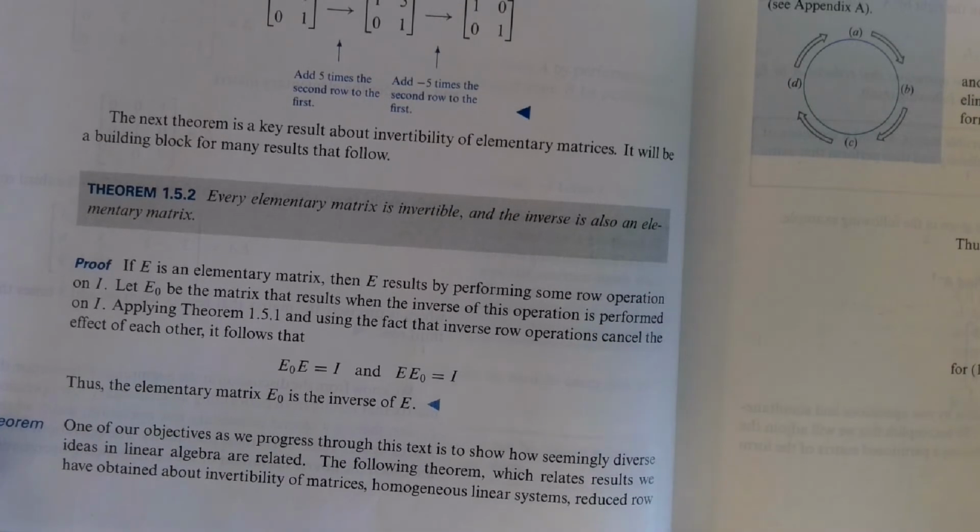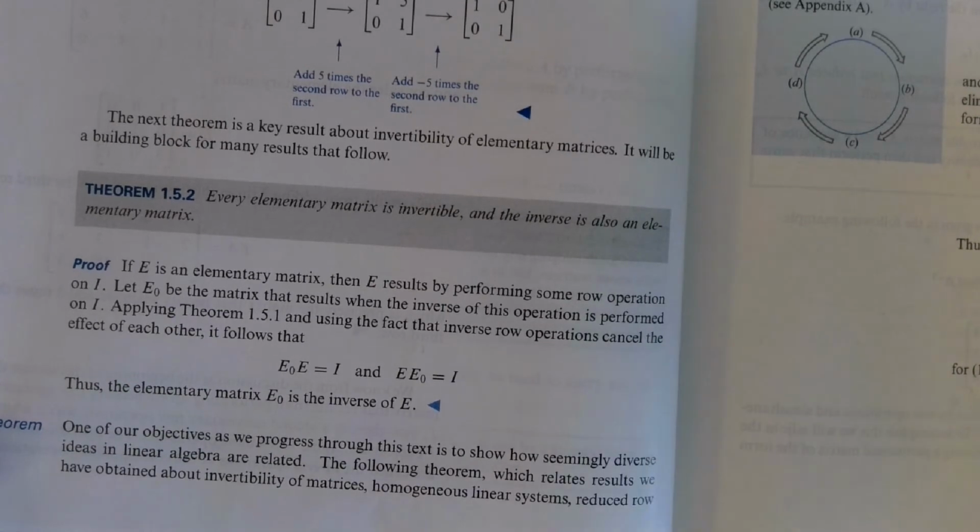If I want to undo multiplying row 1 by 2, what do I do? I multiply row 1 by a half. That will undo the effect. And if I add 2 times row 1 to row 3, I can undo that by adding negative 2 times row 1 to row 3. So those are the ideas.